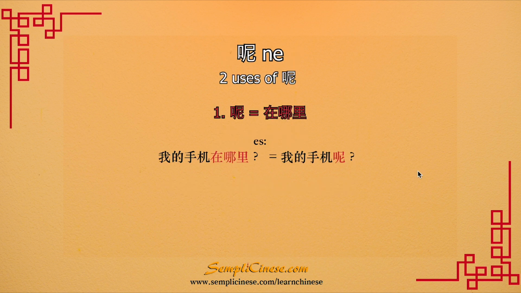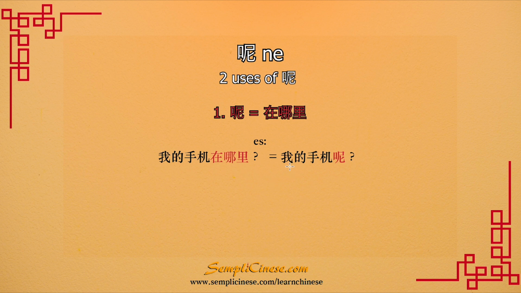Okay, now we have to move on to a new character that was in the new words of this class, which is 呢. 呢 has two different uses. The first one is this one, where 呢 is equal to 在哪里. Do you remember what 在哪里 means? It means where. It's a question. For example, 我的手机在哪里? So where is my phone? 我的手机 is my phone. 在哪里 is where. So where is my phone?